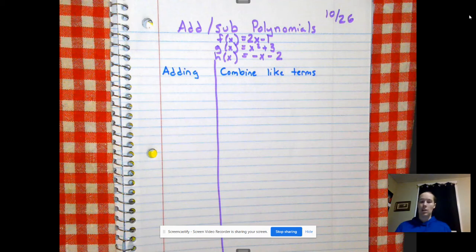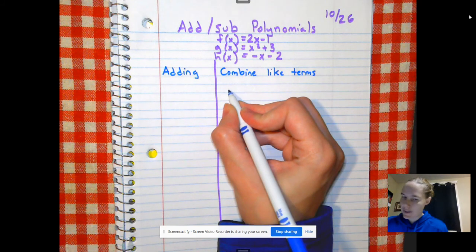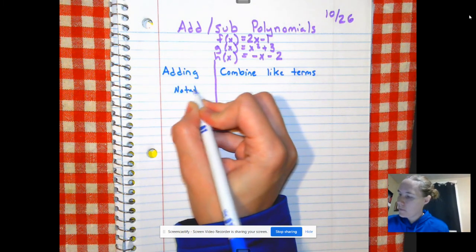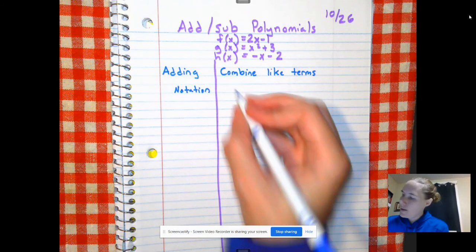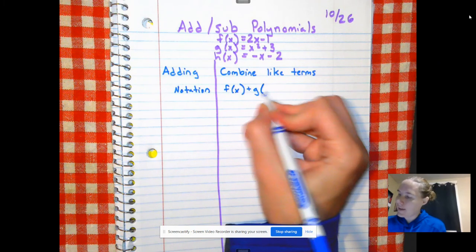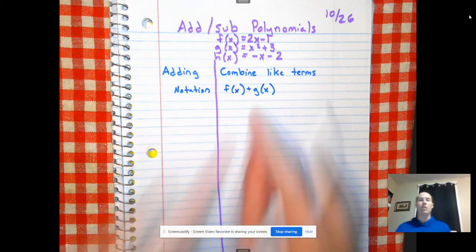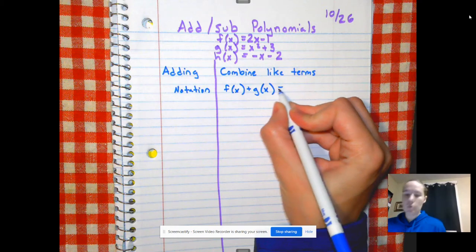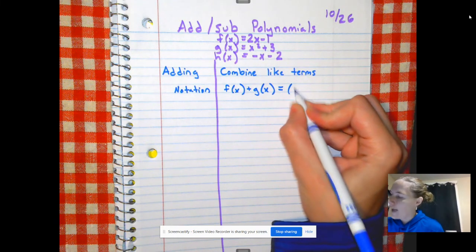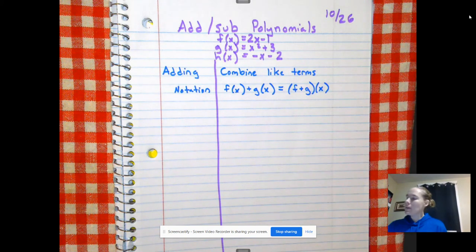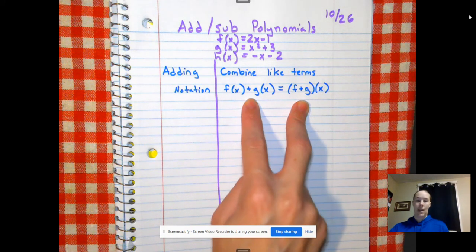So you combine all the x's, you combine all the x squareds, you combine all the regular numbers. And there's different notation for this. So the notation you have for adding is you have either f of x plus g of x. And remember, these f's and these g's are literally just names of functions. You can see it like this, or you can see it in a different way. You can see it as f plus g of x. Note this x on the outside does not mean you're going to multiply it. These are the exact same thing.